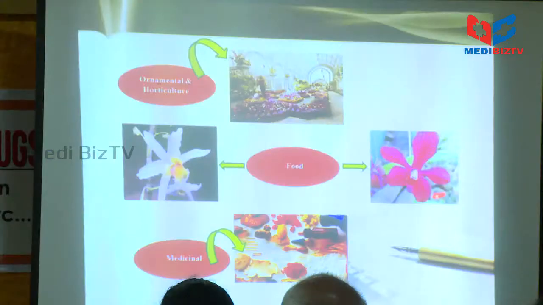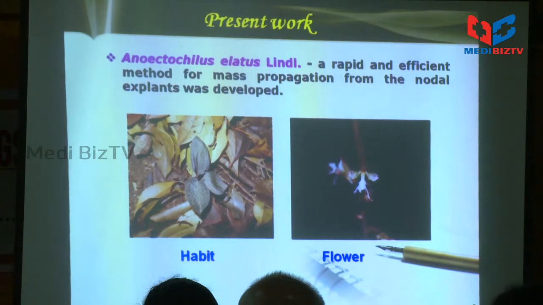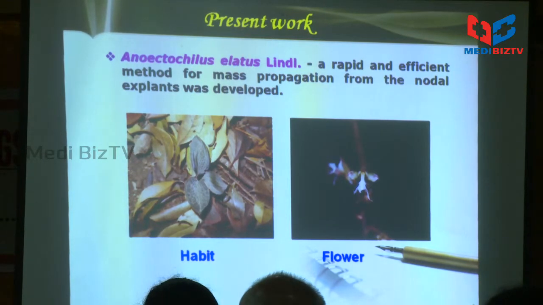Next slide please. This is a schematic representation of some of the medicinal uses of orchids. This picture is a Dendrobium flower, and that is a Sarcanthus flower. These are some of the uses in ornamental purposes, food, and also medicine. Next. And this is my present work: in Anectochilus elatus, a rapid and efficient method for mass propagation from nodal explants was developed.